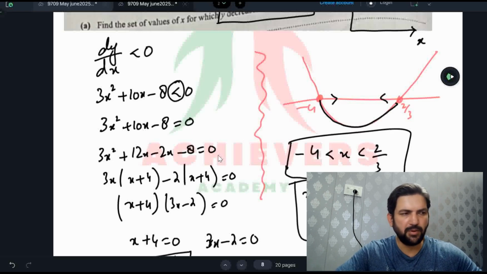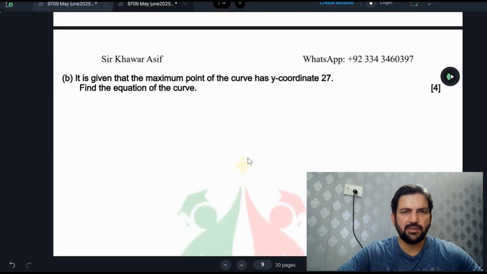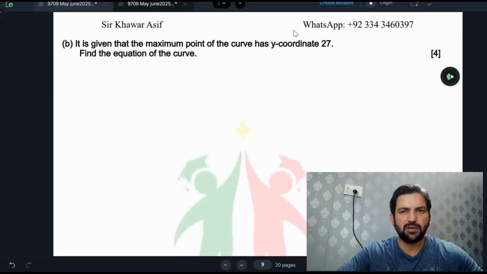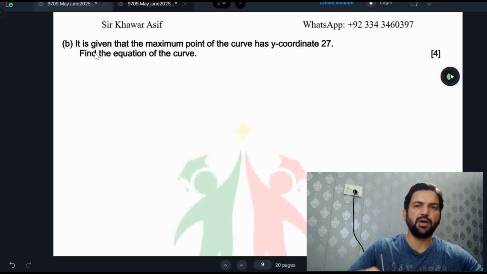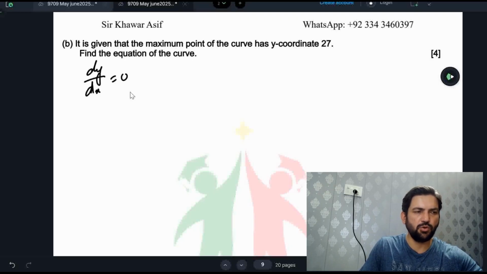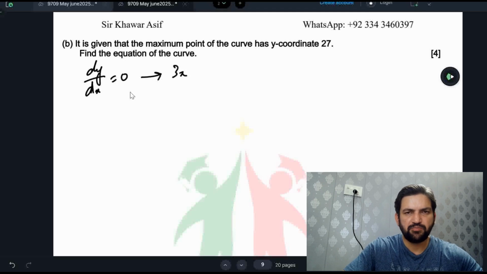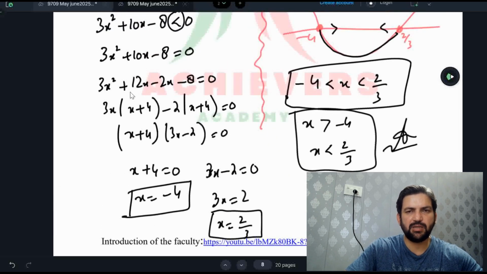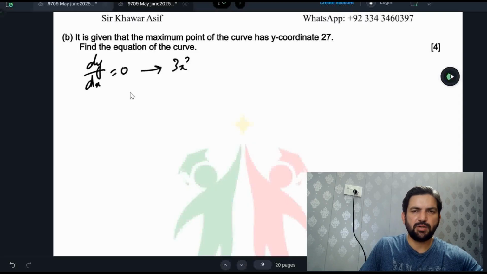Let's move to the B part. It is given that the maximum point of the curve has y coordinate 27. Find the equation of the curve. Okay, now we know that at the maximum point dy by dx should be equals to 0, and we have discussed this thing that when dy by dx is 0, which means 3x square plus 10x minus 8 is 0.